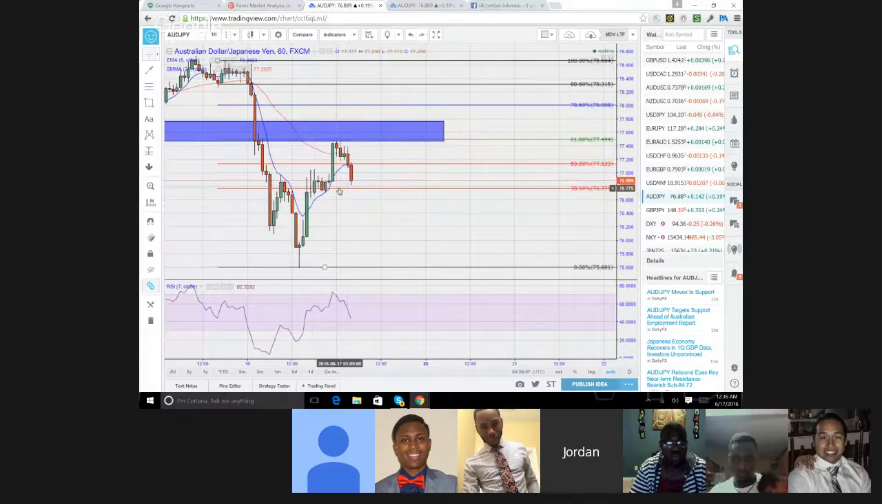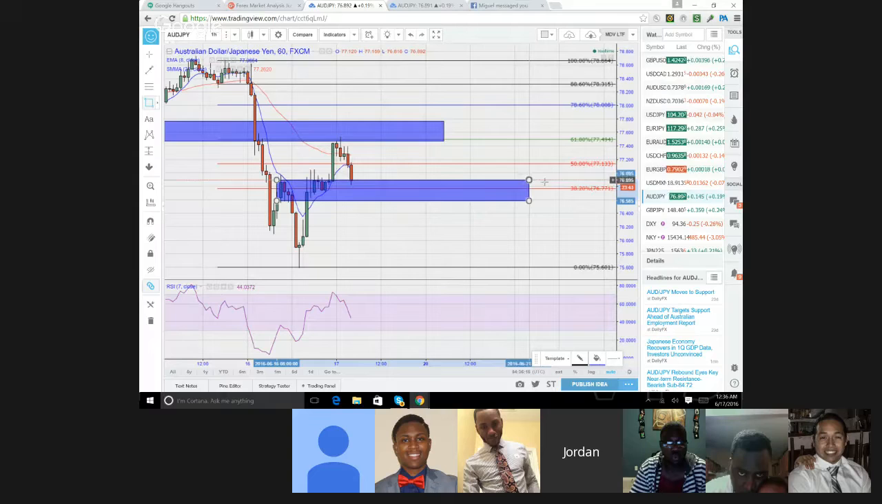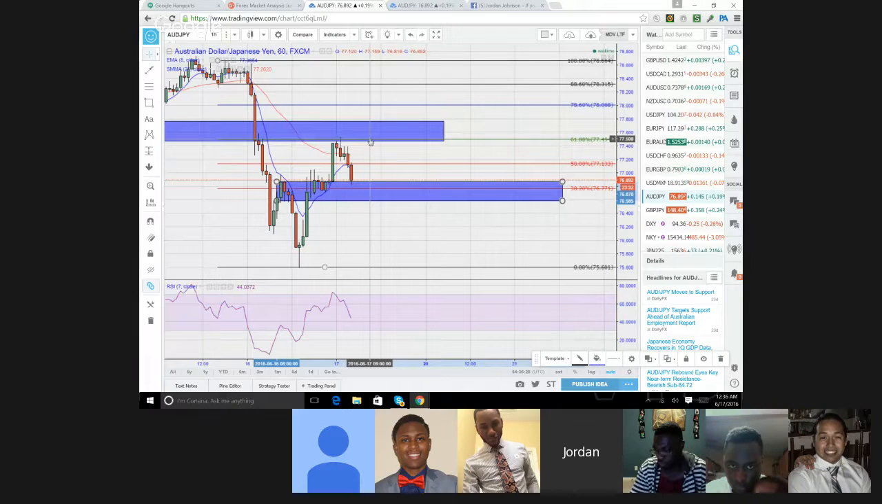A way that I will look to get involved in this trade is if I get a break in the close beneath this structure point right here. If I get a break in the close beneath this, and price comes back up and tests this 61.8 and cannot pass, and we get some type of a double top right here as well. Any questions on Aussie yen before I go to my next pair?